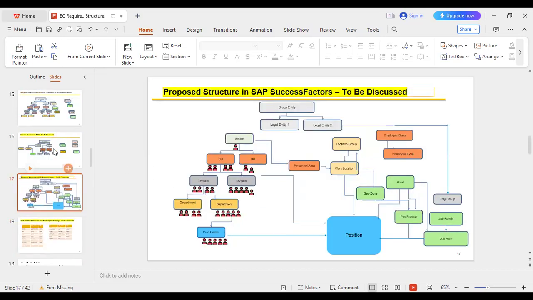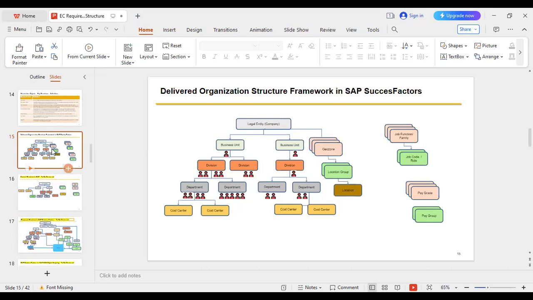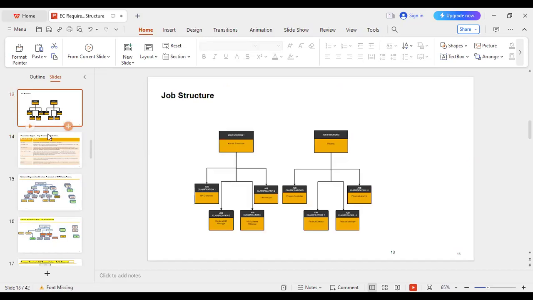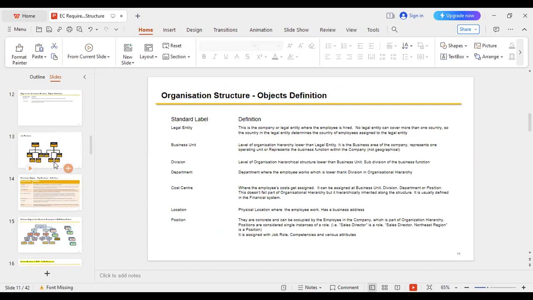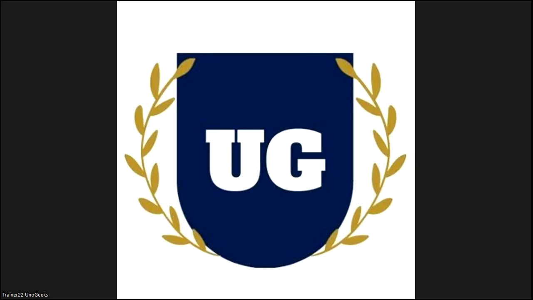I need to explain one more thing that was like not pay structure. Just give me a second. Okay, yeah, I'm just sharing my screen again for.